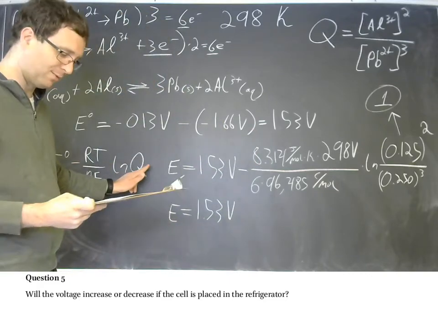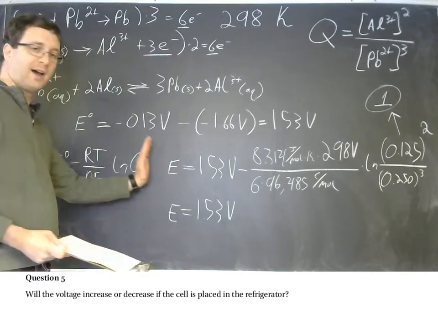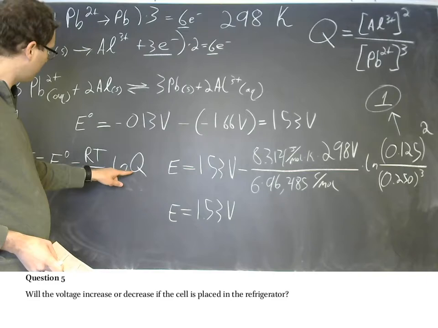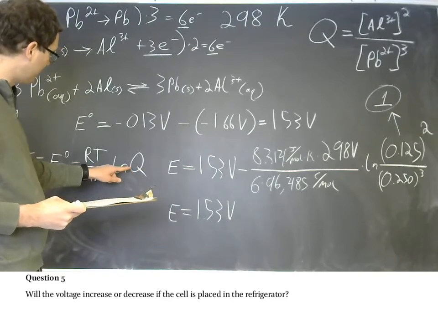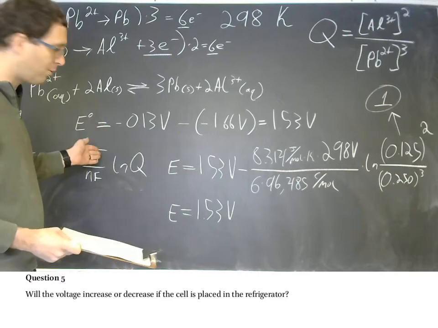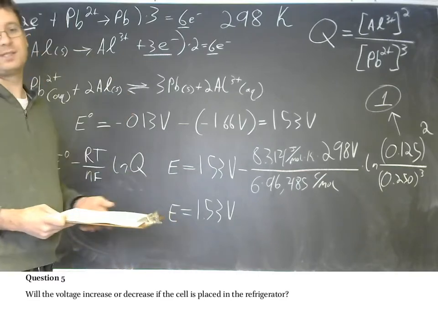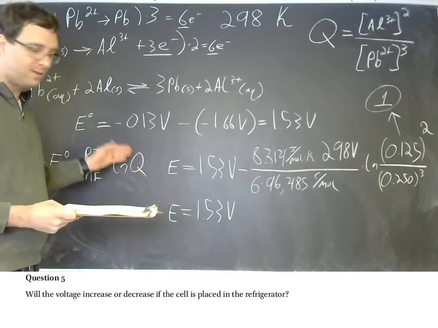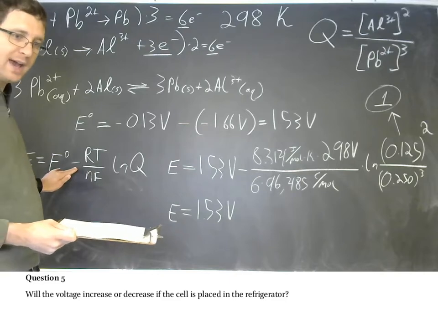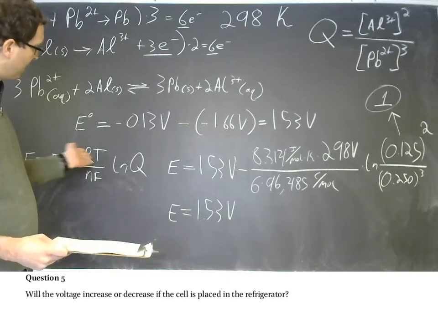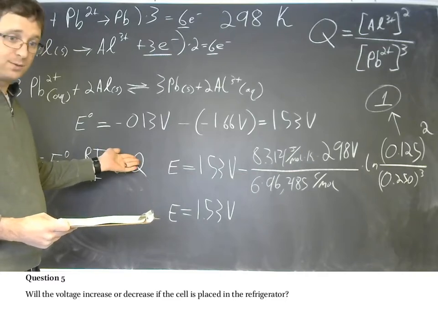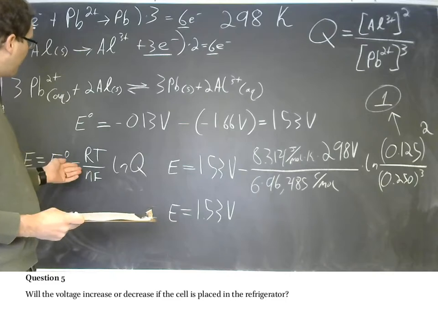So the effect that this side would have, if Q is greater than 1, then this is a positive value, and higher temperatures would have the effect of decreasing the voltage. Lower temperatures then, putting it in the refrigerator, would increase the voltage if Q is greater than 1. If Q is less than 1, then this is a negative value. It's multiplied by a negative number, and so that will make it a positive value. And higher temperatures would tend to raise the voltage away from the standard potential. And so putting it in the refrigerator would decrease the voltage.